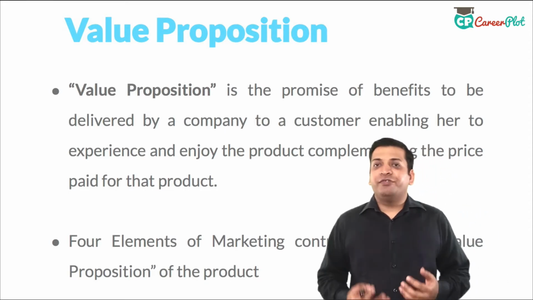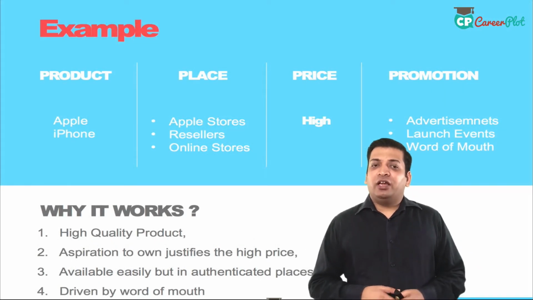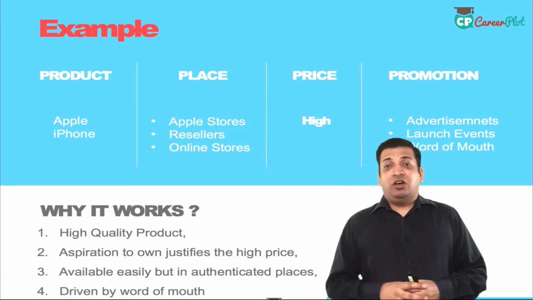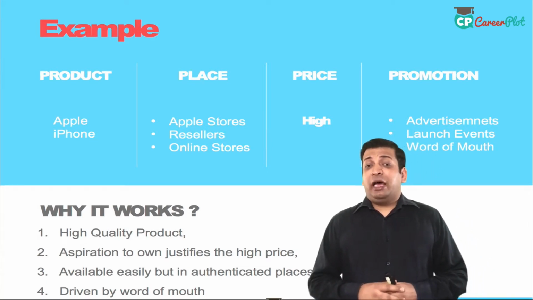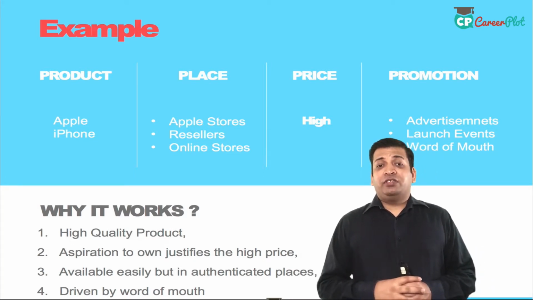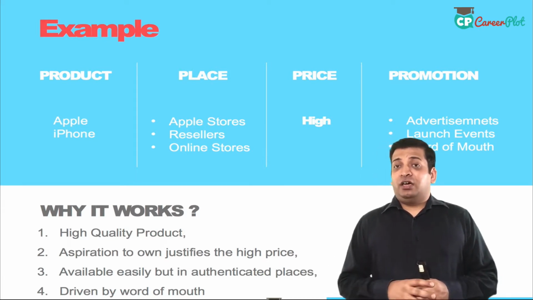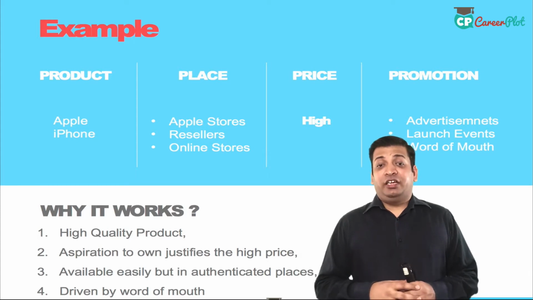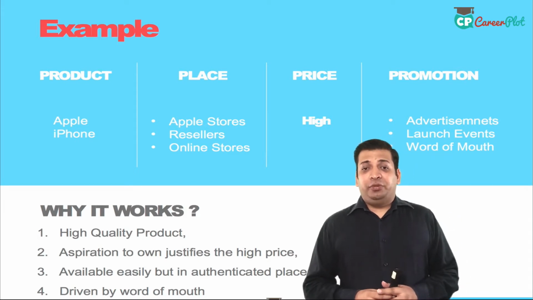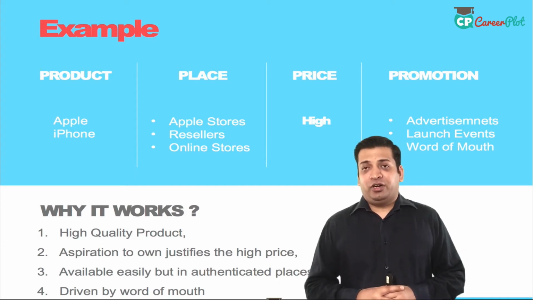Now let's take an example of the whole marketing mix and value proposition. So let's take the example of a company called Apple, right? You know about iPhones or iPads or MacBooks. Let's say the Apple iPhone is a product. Once iPhone is a product, the place it sells is in Apple stores. It's sold through resellers. It can be sold in online stores, right? So these are the places available typically, and the price point is very, very high because it is an aspirational product.